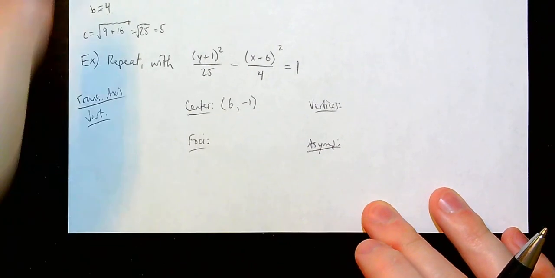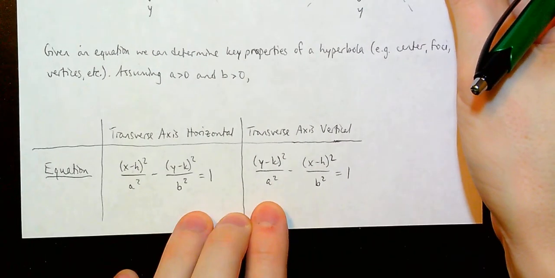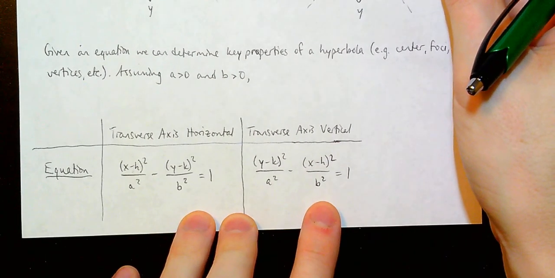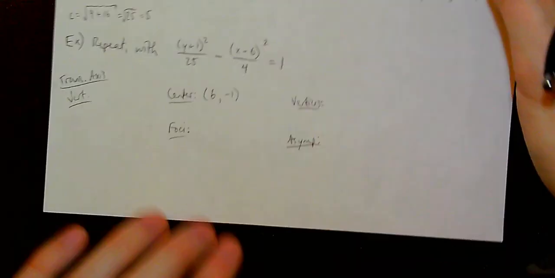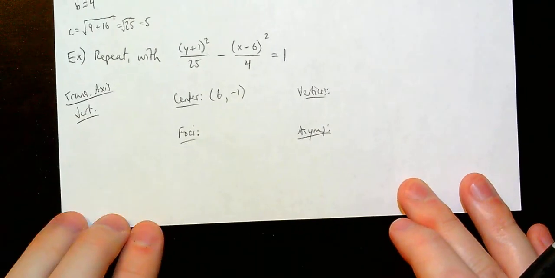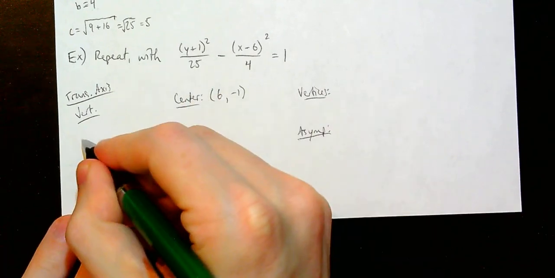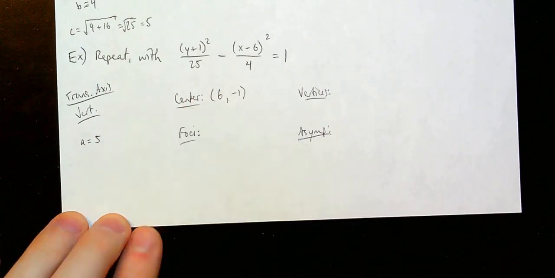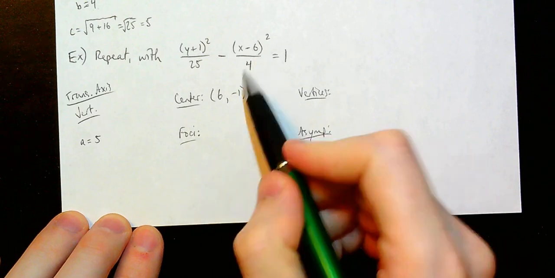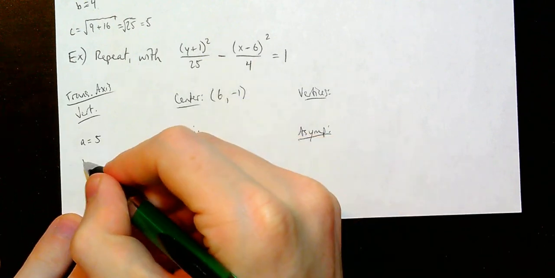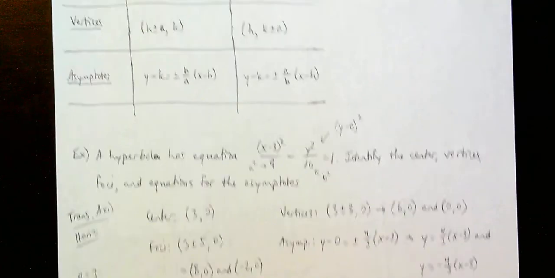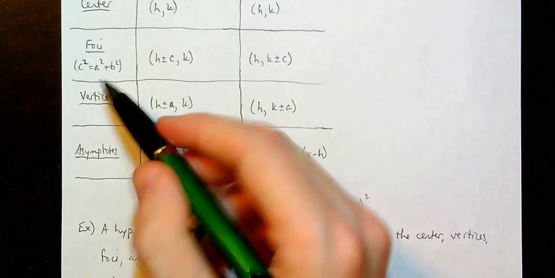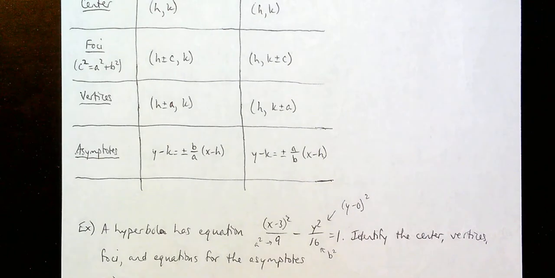All right, again, looking back, it's still a squared first and then b squared second on the bottoms of our two fractions. So doing that, a squared is equal to 25, which means a is 5. B squared is 4, which means b is equal to 2. And then we use this formula right here to figure out what c is.